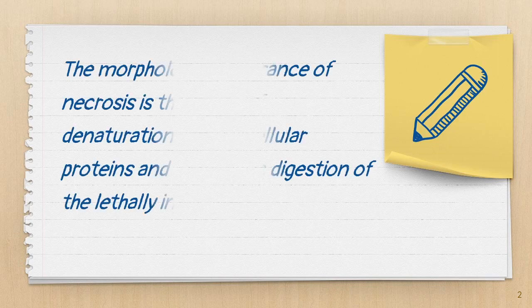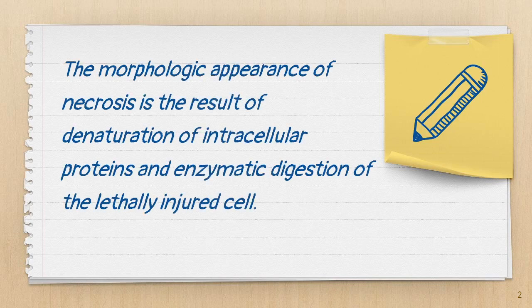The morphologic appearance of necrosis is the result of denaturation of intracellular proteins and enzymatic digestion of the lethally injured cell. Actually, the necrotic cells are unable to maintain their membrane integrity, and their contents often leak out, and they induce a process that may elicit inflammation in the surrounding tissue. So, it's all about the basic idea of necrosis.